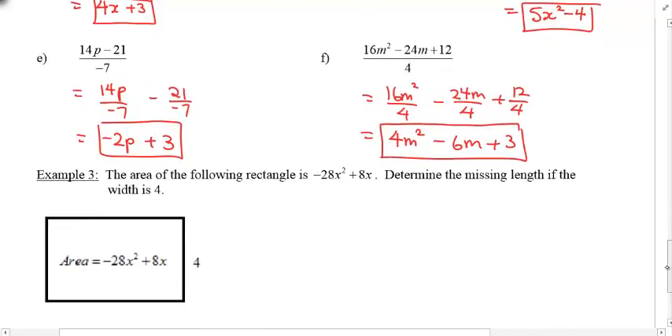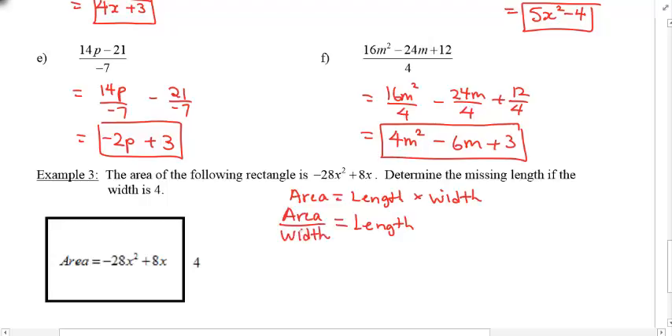Okay, last example here. So, how do I use division? Well, here's a question about area. I hope you remember area is equal to length times width. But if I'm asking you to determine the missing length, if I give you the width, that means the length by itself is equal to the area divided by the width, getting rid of the width on the right hand side.